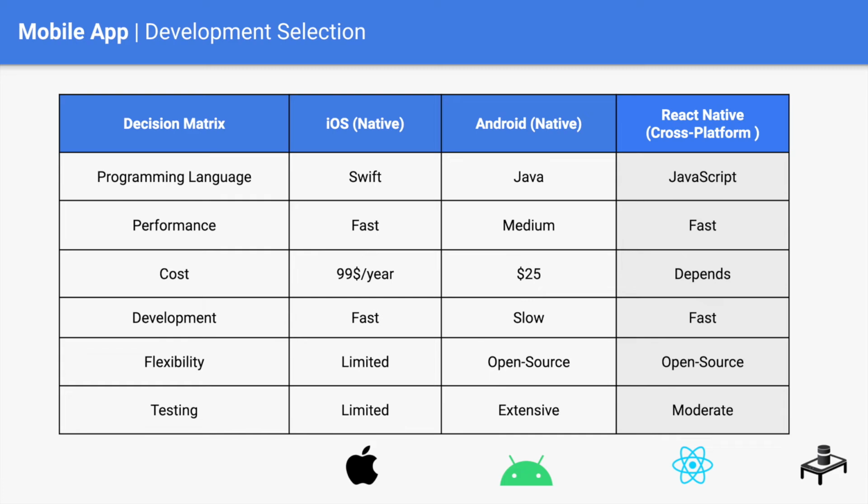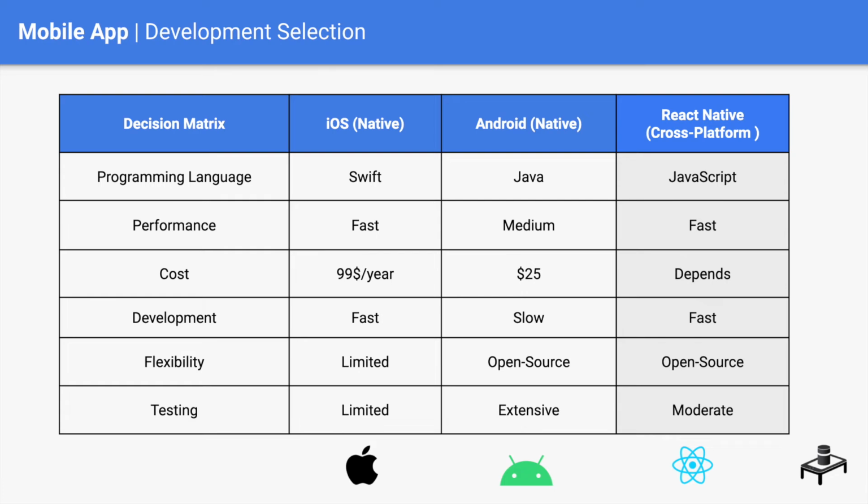On the other hand, there are Android applications, which are written in Java, which is open source, meaning anyone with a computer can develop on it, which gives them more extensive testing options as well. It is also cheaper to develop, requiring a one-time fee of $25 to publish to the Google Play Store. Unfortunately, this comes with slow development times, as Android Studio, which is also used to develop, can be clunky and slow.